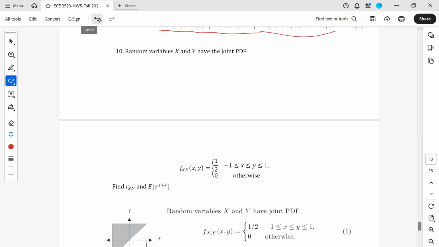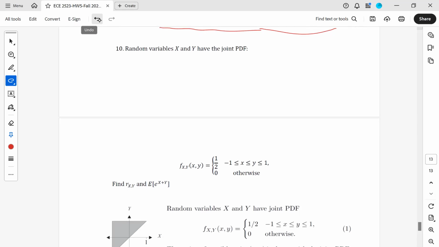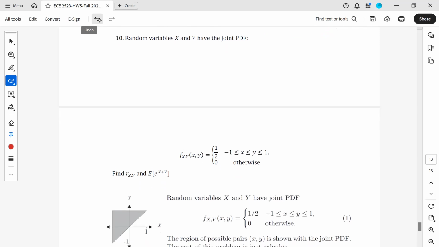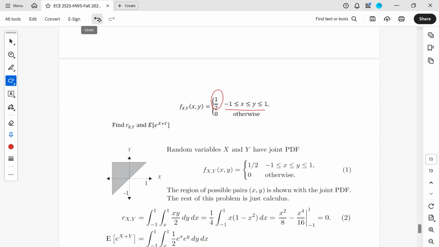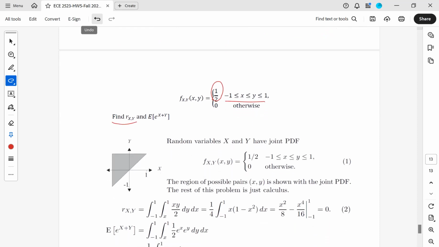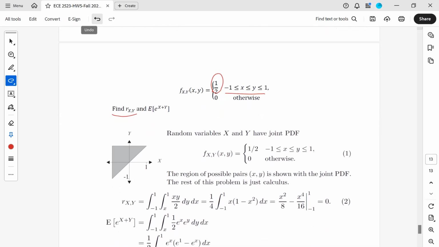Now, I think it's the last problem, on random variables. Problem 10, again, we have two random variables x and y as joint random variables. We have the probability. Pay attention that we have a conditional range for x and y. They're depending on each other. And the question asks us to find R of x and y and the expected value of e to the power of x plus y.